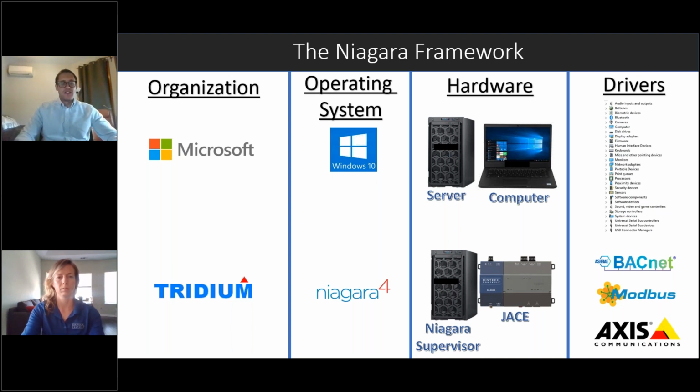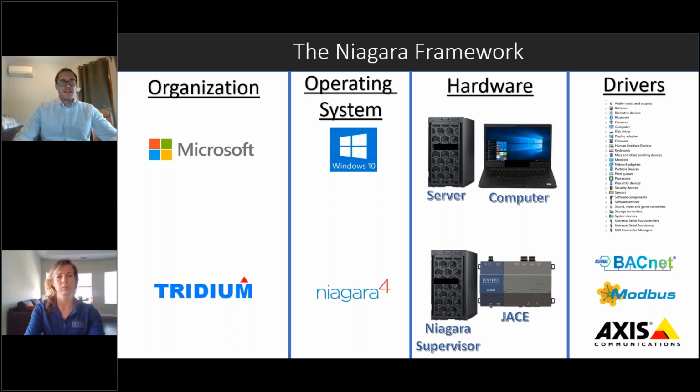It's really meant to be a universal software infrastructure to bring together data, aggregate it, and allow you to store it into one main system. So I like to compare it to Microsoft to just give you a better understanding of how it really works. Just like how Microsoft has Windows 10 as an operating system, Niagara 4 is the current operating system for the Niagara Framework, and it works in a similar fashion as Windows does.